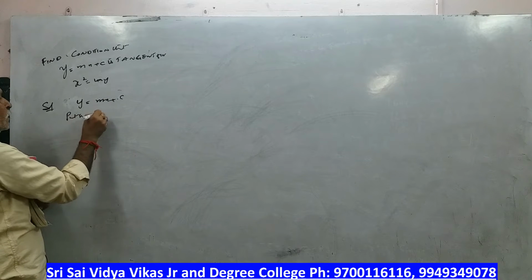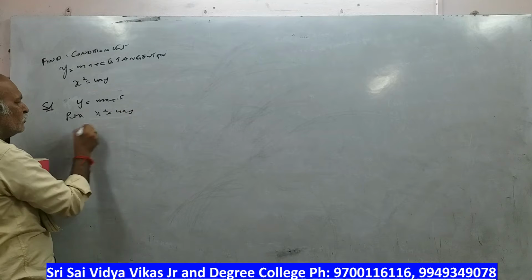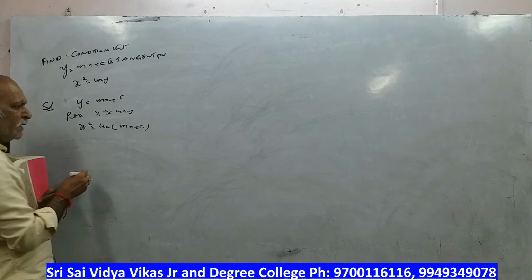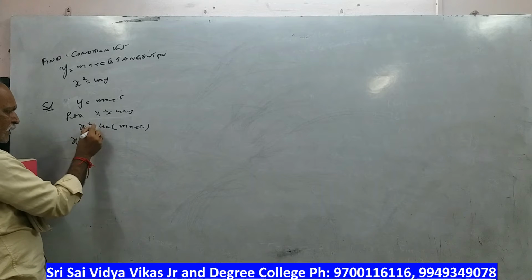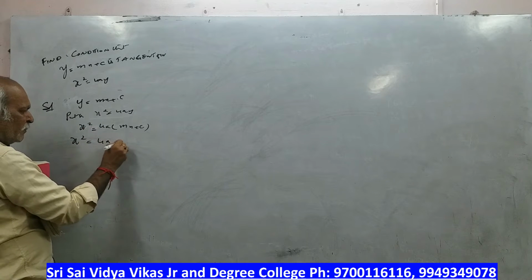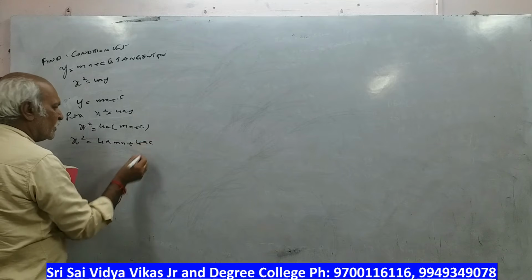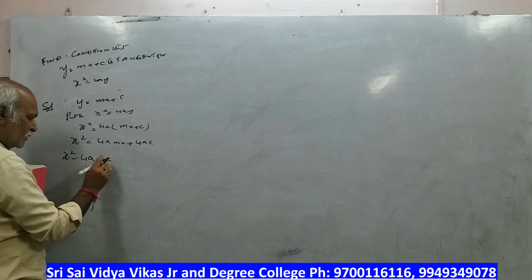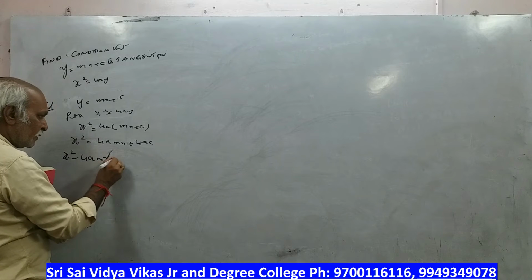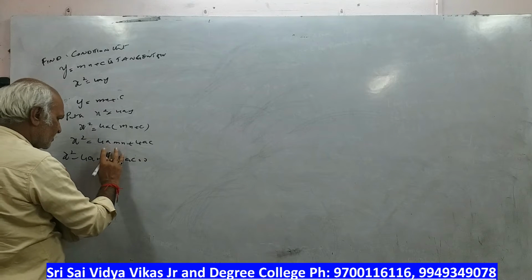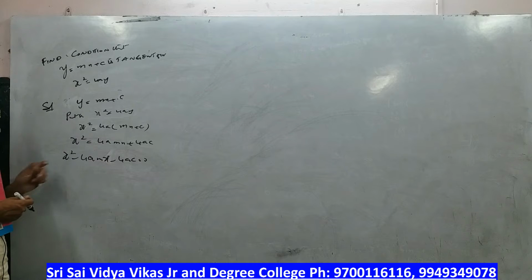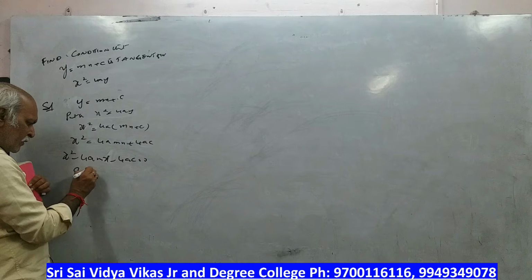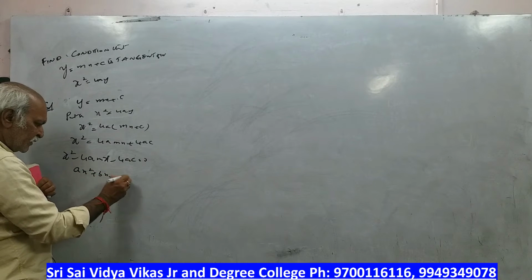Put it in x squared is equal to 4ay. x squared is equal to 4a into m, y is replaced by mx plus c. So x squared is equal to 4amx plus 4ac. Bring the terms to this side: x squared minus 4amx minus 4ac is equal to 0. Right? Again, this is in the form of ax squared plus bx plus c is equal to 0.